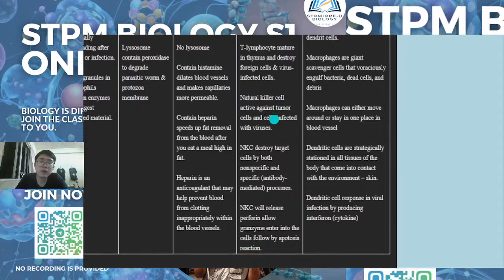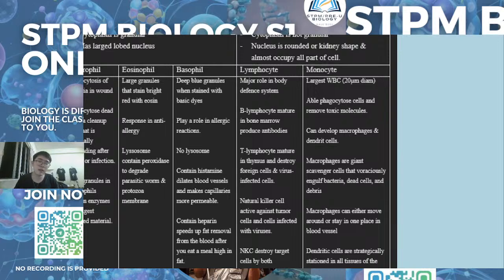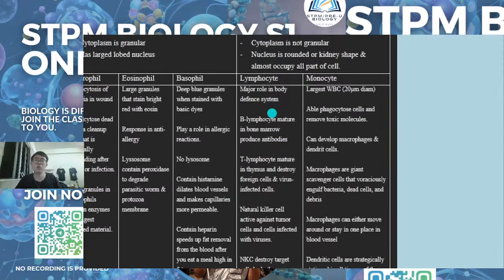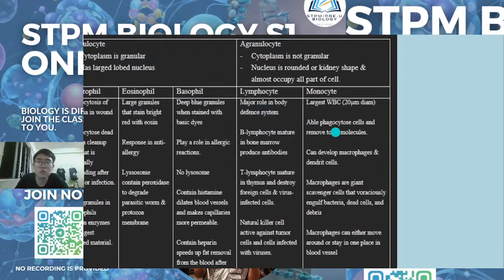It is very active against tumor cells and cells infected with virus. Natural killer cell also destroys cells by both non-specific and specific processes, and it will release perforin. Normally for lymphocyte, you will learn more detail about our body defense system in semester 2, the immunity part, the last two chapters. So you need to know it. If you don't know it now, in semester 2 you also need to know.